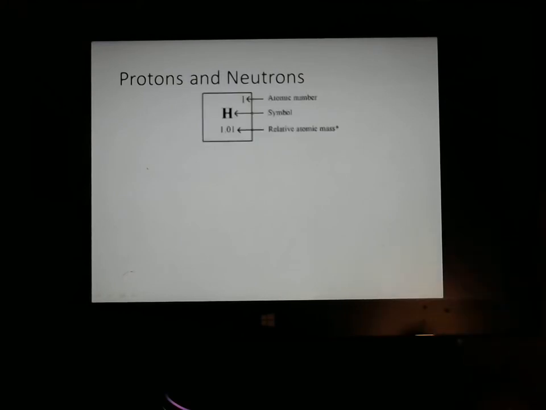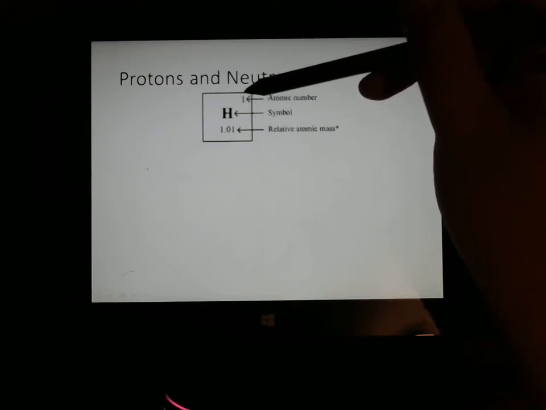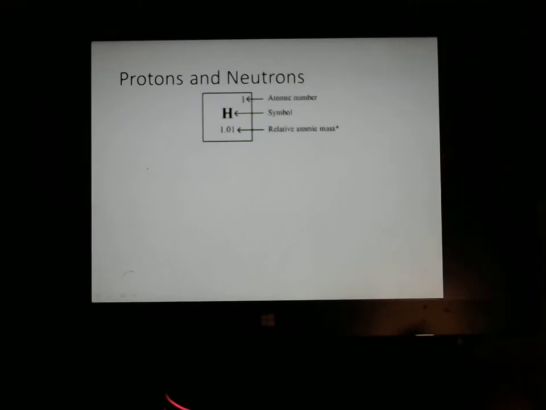And you can find those on the periodic table. This is an excerpt from the periodic table you will have in your data booklet. And you can see here there's an atomic number at the top, number 1, that tells you how many protons are in this element.